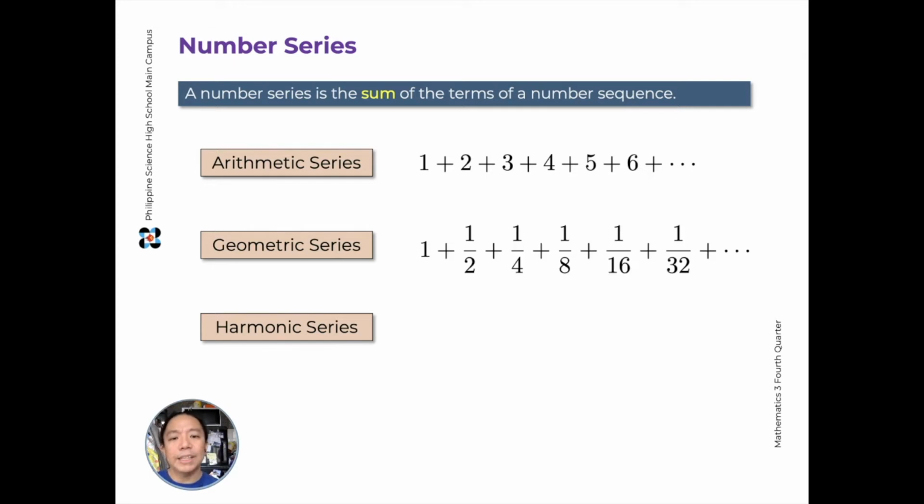So for example, pwedeng 1 plus 1 half plus 1 fourth plus 1 eighth and so on. Notice that in this case, our common ratio is 1 half. Minumultiply natin ng 1 half yung bawat term to get to the next term. Then add natin sila lahat. Harmonic series, ganoon din, add din natin yung terms ng isang harmonic sequence.